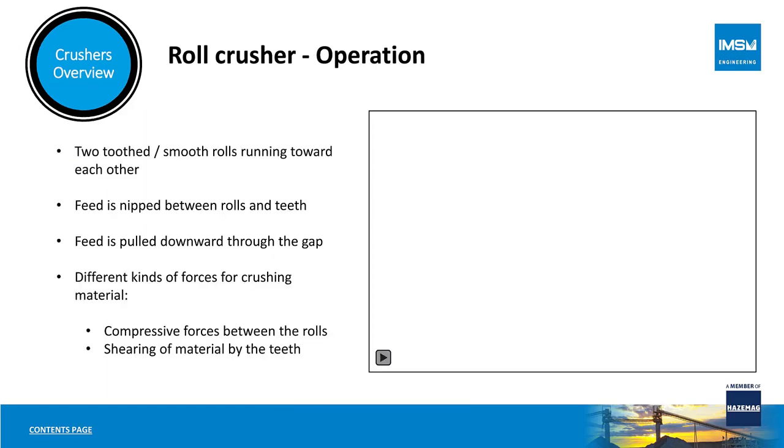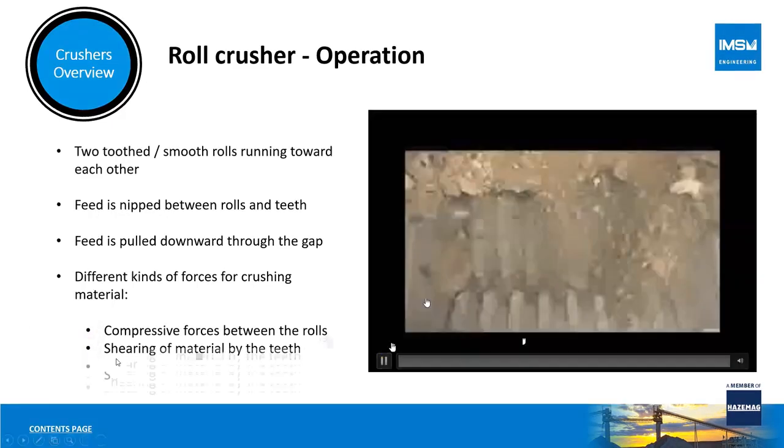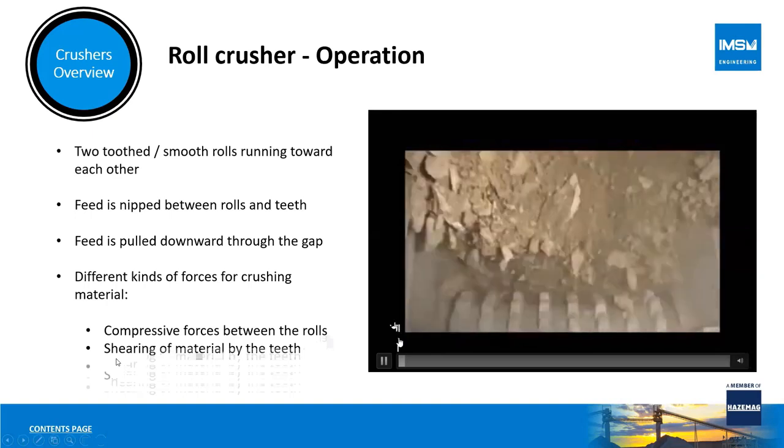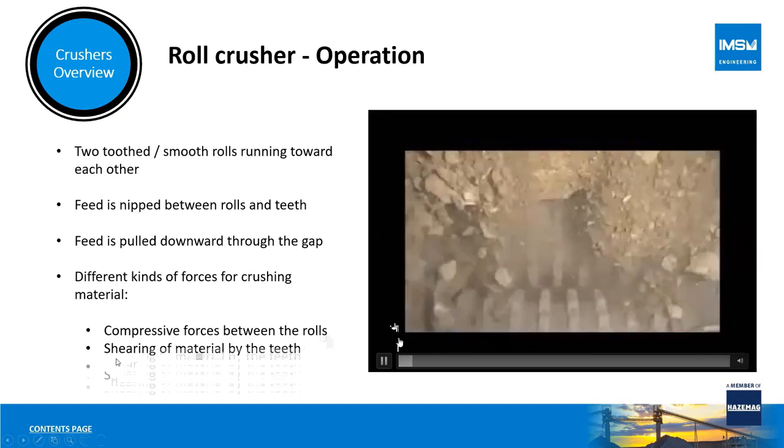If we focus on the roll crusher, the two rolls run towards each other and the feed is nipped between the rolls and the teeth, which then pull it down through the gap. Compressive forces act on the material between the rolls and the teeth shear the material. This video clip will demonstrate the principles of roll crushers.